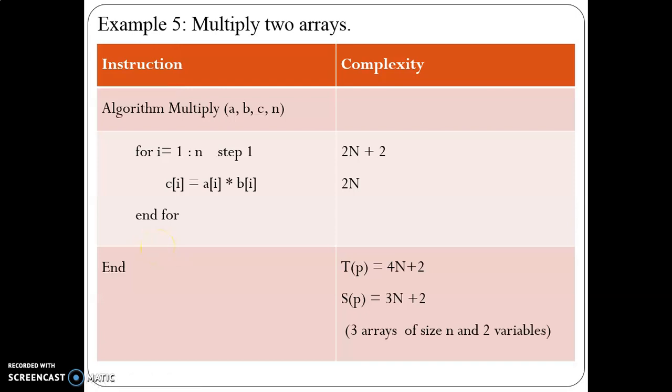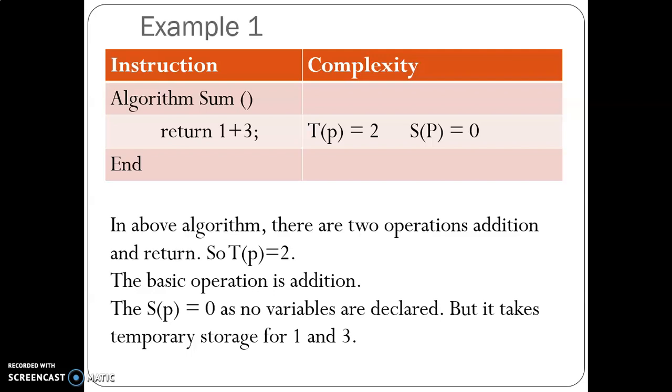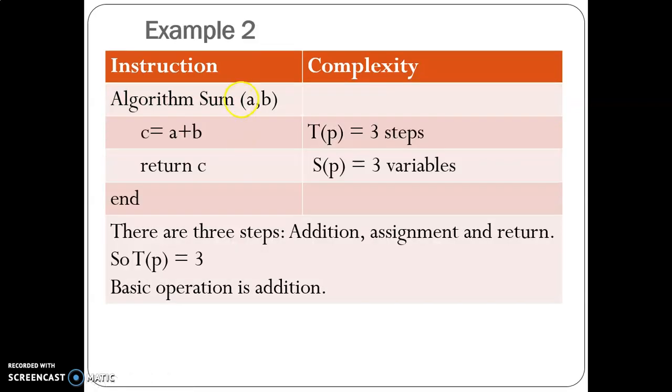In the last slides, we have discussed the time and space complexity and we have looked at some examples. Like in the first example, we have added two numbers without using any variable, and the time complexity of this is two operations for the return statement and the addition operation. Then in the second example, we have used three variables, so the space complexity is 3, and there are two operations, one for addition, one for assignment, and another operation for return, so total 3 operations are there.